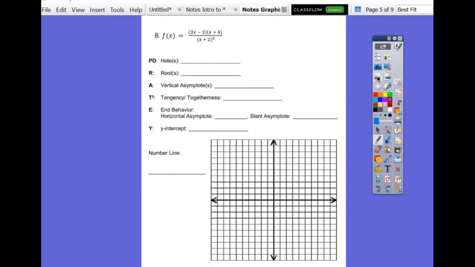Okay, so for number 8, the first thing I have to do is factor on top. I'm looking, and none of my terms cancel, so I have no point discontinuity. My roots are going to come from the top, so I'm going to have 1 and -4. I'm going to put those on: 1, -4. My vertical asymptote will come from the denominator, so x equals -2. I'm going to go ahead and put that in.